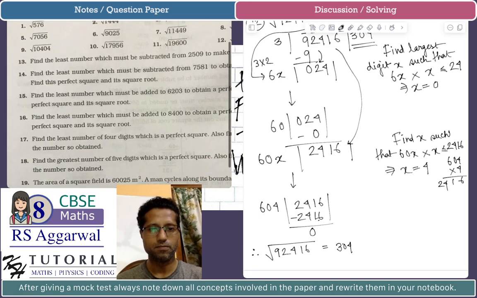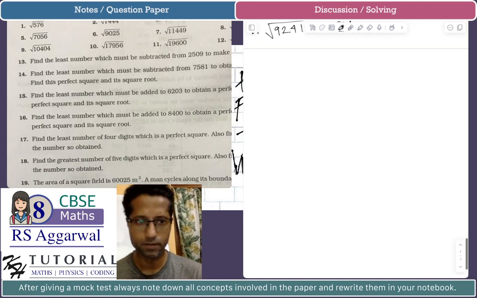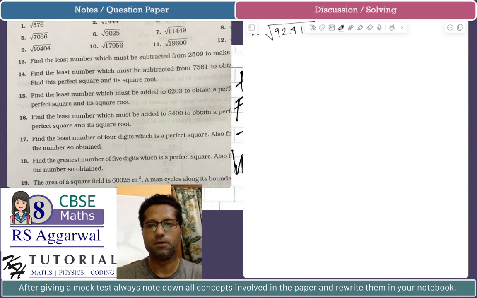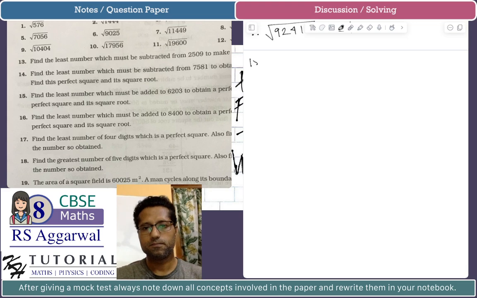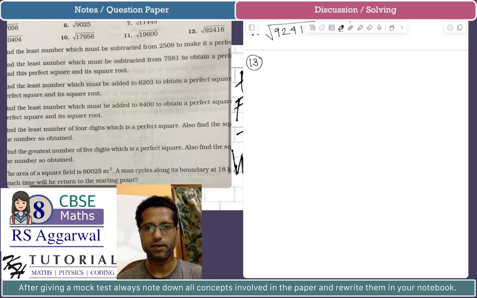Now the word problems, there are some typical word problems which you should understand very well and be familiar with. So problem number 13. It is saying: find the least number which must be subtracted from 2509 to make it a perfect square.